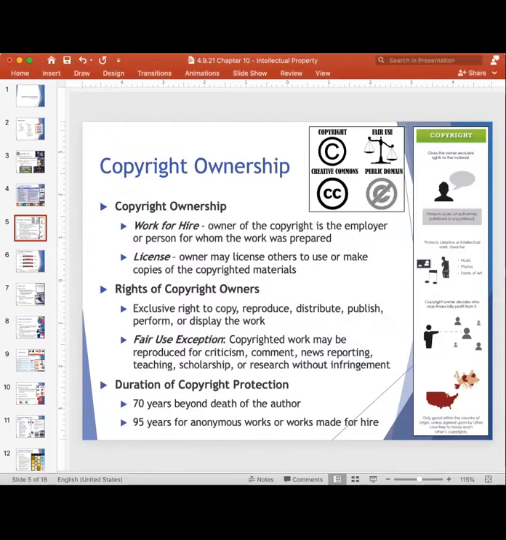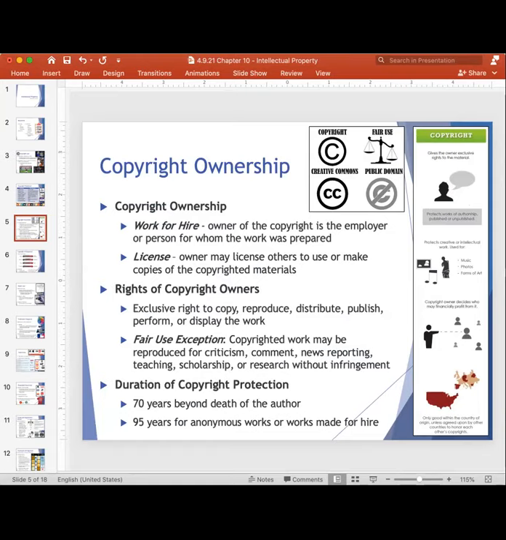So let's discuss what specifically are the rights of the copyright owner. Ownership will initially vest with the author or the creator of the work. However, there are a few unique situations where the ownership may be licensed or where the creator of the work is actually not the owner of the work. So let's talk about that.